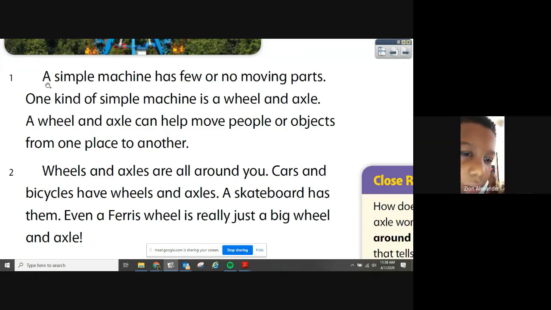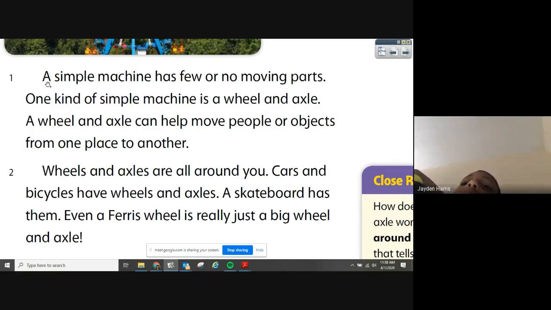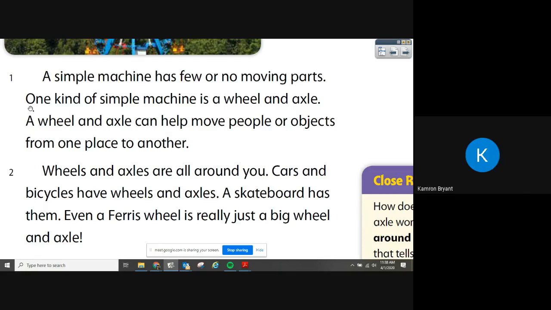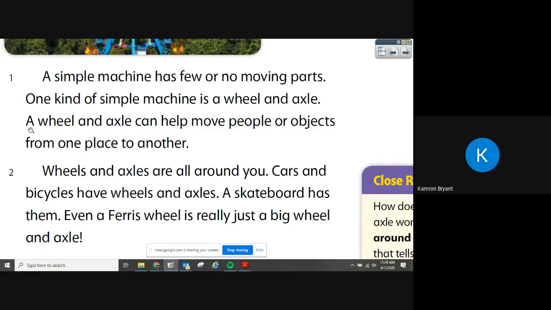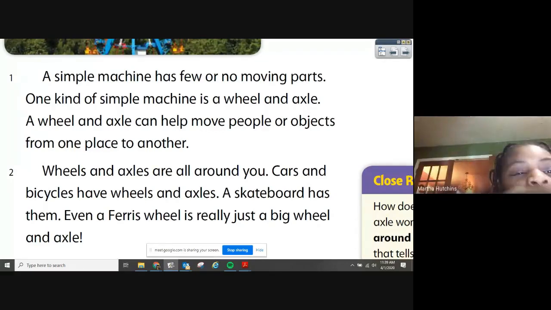A simple machine has few or no moving parts. One kind of simple machine is a wheel and axle. A wheel and axle can help move people or objects from one place to another.